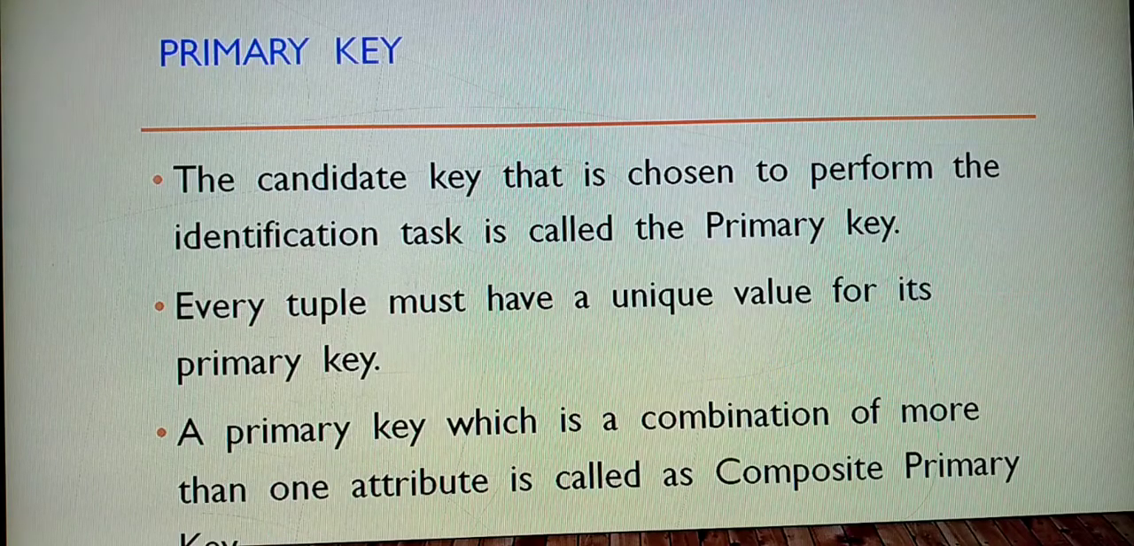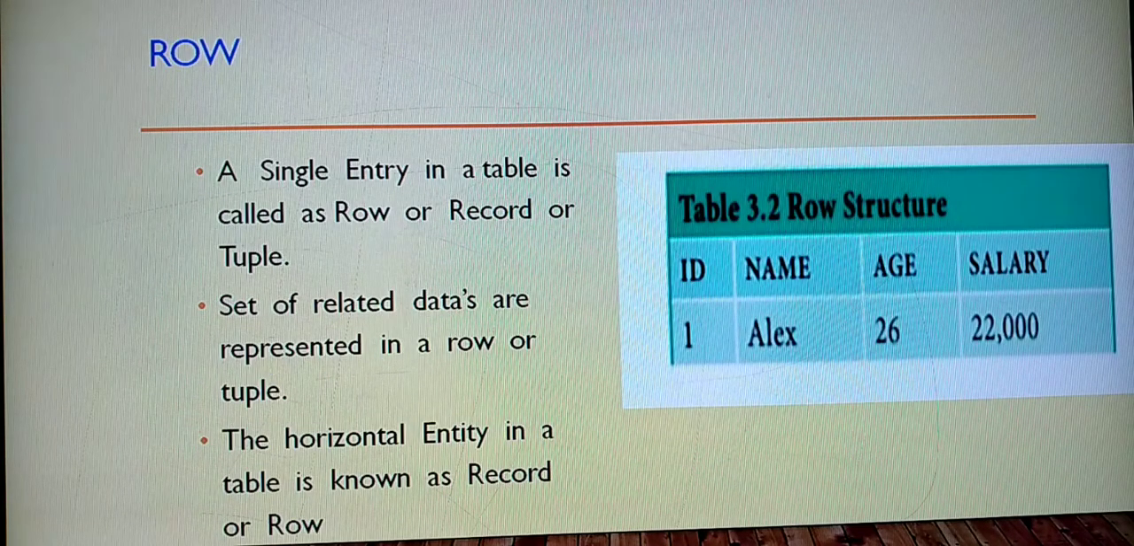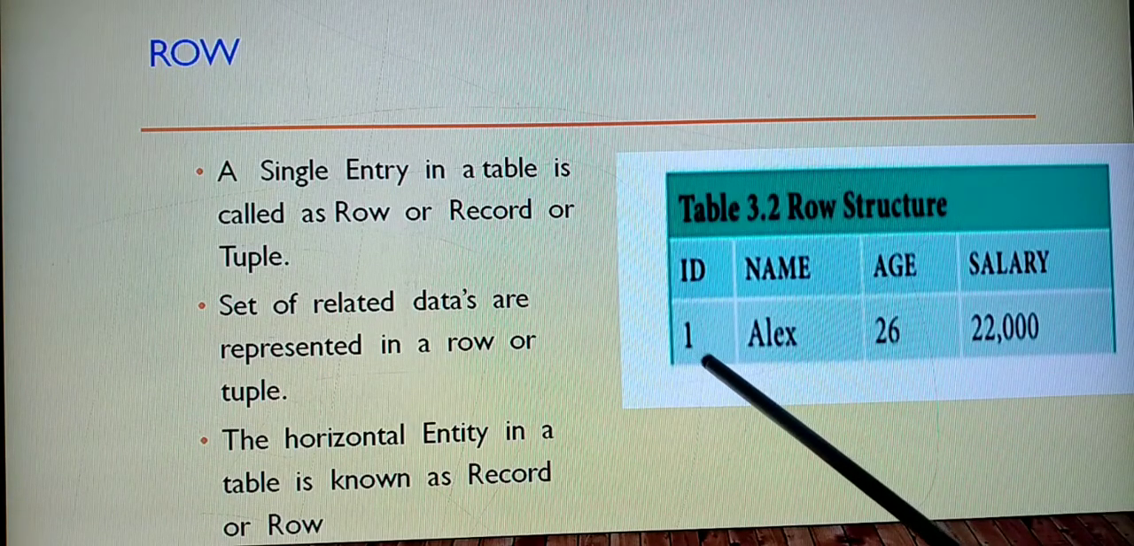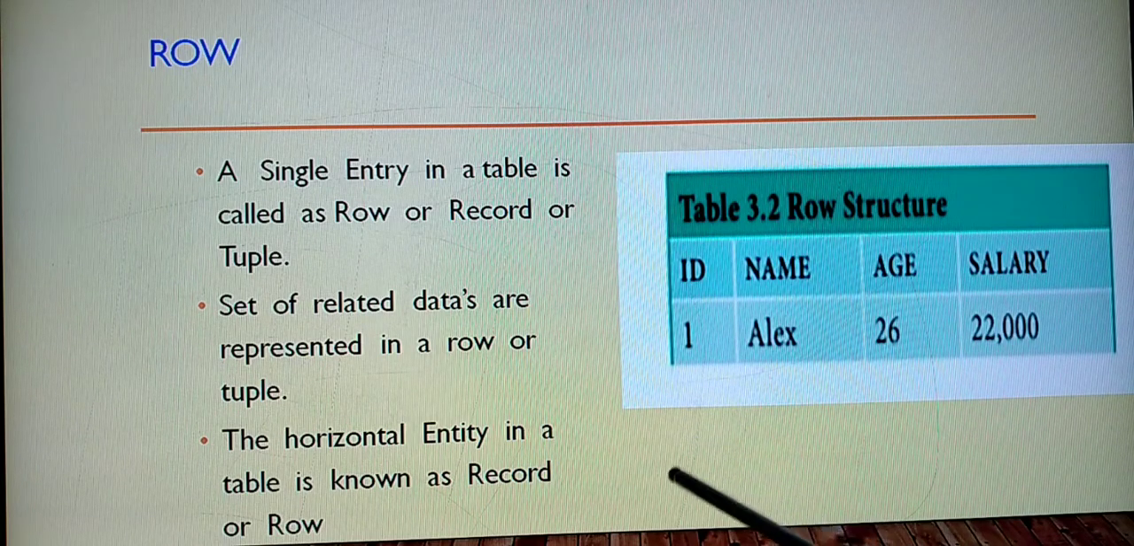A primary key is a candidate key that is chosen to perform the identification task. Just by using that one, you are going to identify. Identifying is the job of the primary key. Every tuple must have a unique value. Tuple means each and every row, each record. That will have a unique value for its primary key. See here, the ID here is 1. Next you will have 2, 3, 4, 5. Unique means everything will be different.